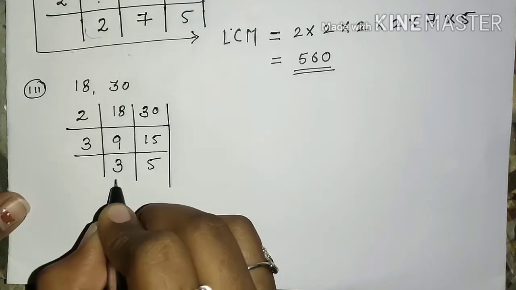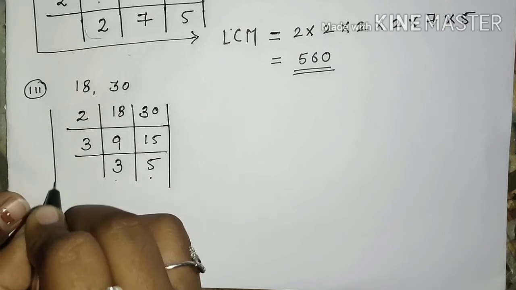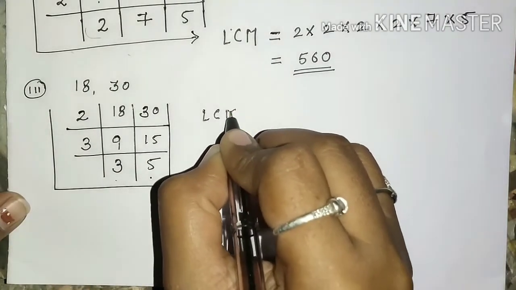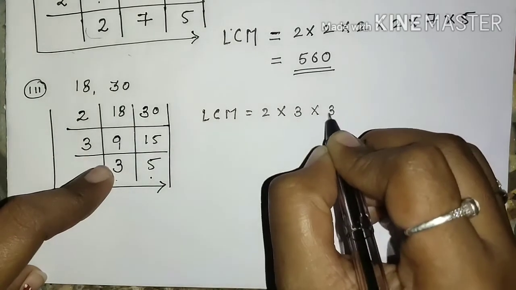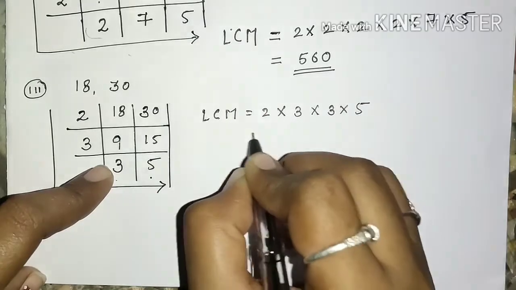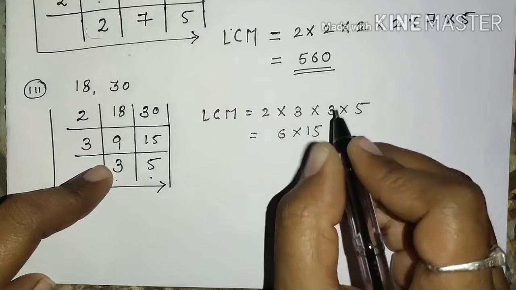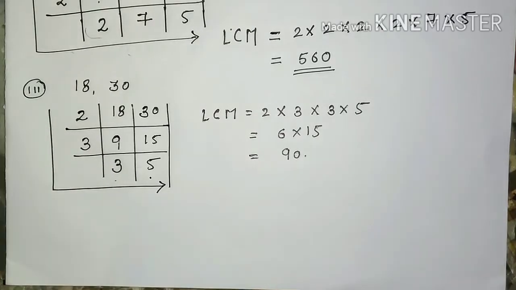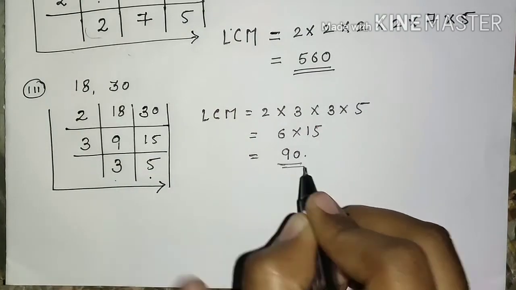Now next, 3 and 5 cannot be divided by the same number. So we have to stop the process. So the LCM will be the multiplication of all these numbers. So the LCM is equal to 2 multiplied by 3 multiplied by 3 multiplied by 5, which is equal to, here we get 6, here we get 15, which is equal to 90. So the LCM of 18 and 30 is equal to 90.